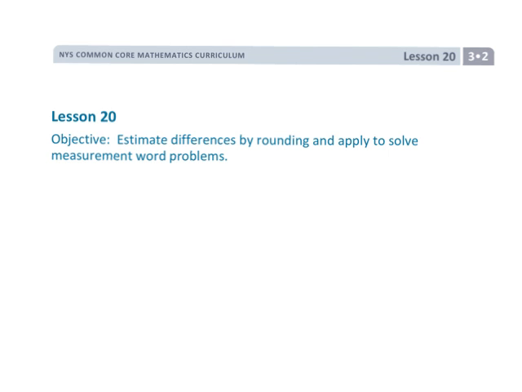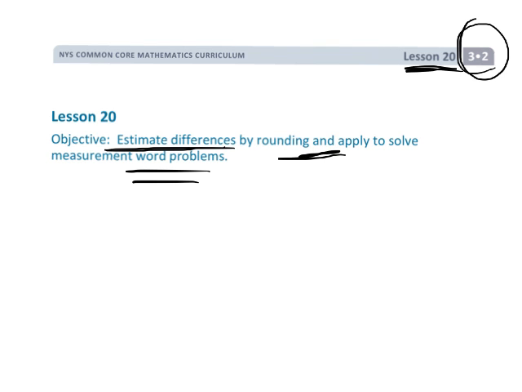All right, this is Grade 3, Module 2, Lesson 20. We're going to be estimating our differences, our subtraction problems, by rounding, and then we're going to be doing all of this with word problems.